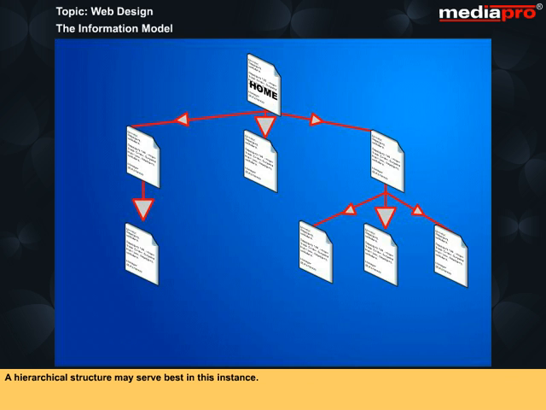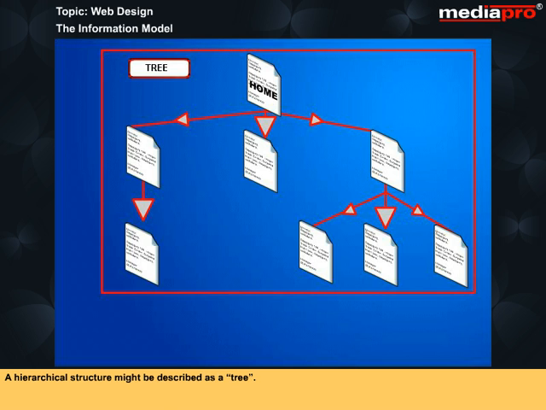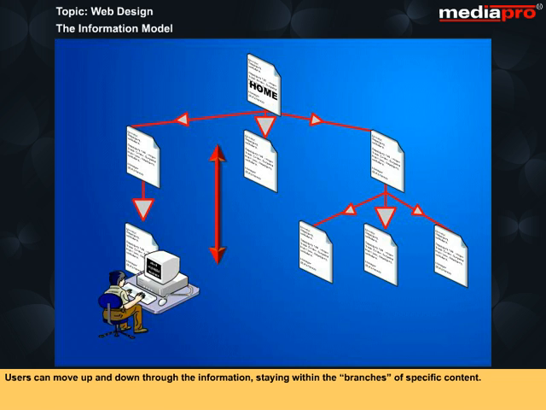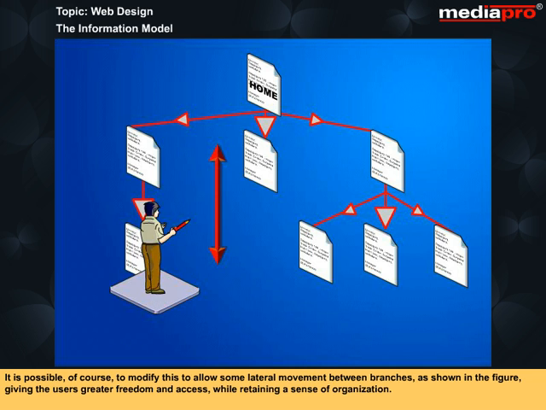A hierarchical structure may serve best in this instance. A hierarchical structure might be described as a tree. Users can move up and down through the information, staying within the branches of specific content. It is possible, of course, to modify this to allow some lateral movement between branches as shown in the figure, giving the users greater freedom and access while retaining a sense of organization.